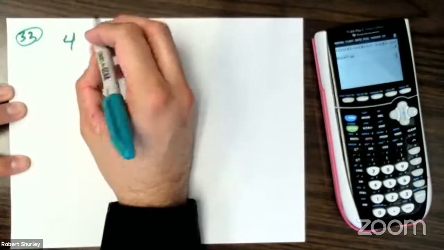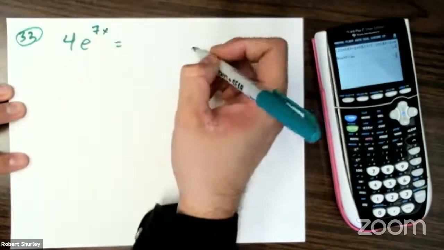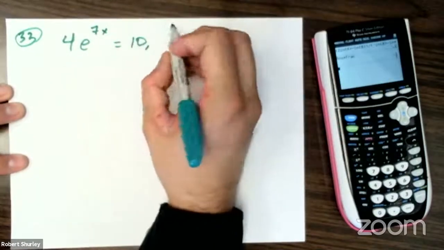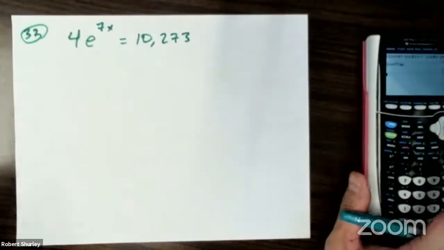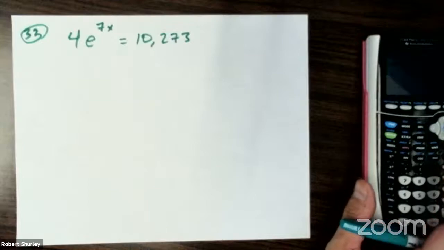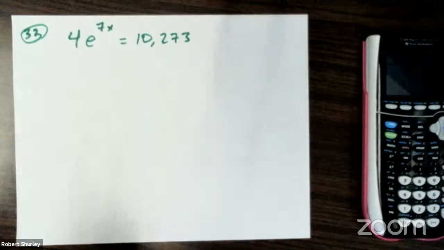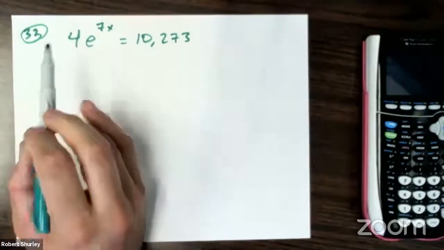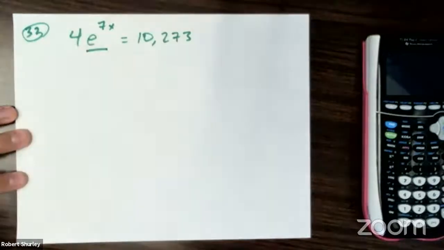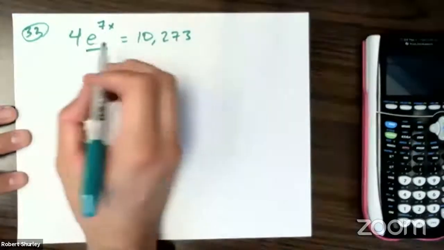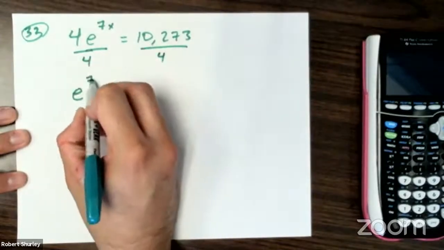4e to the 7x equals 10,273. Okay. 4e to the 7x equals 10,273. Now, I'm going to start this the same way. Now, oh, good, we haven't seen one like this. Notice there's a coefficient of 4 here. We need to get that exponential term by itself. So the first thing we need to do for this one is divide both sides by 4.